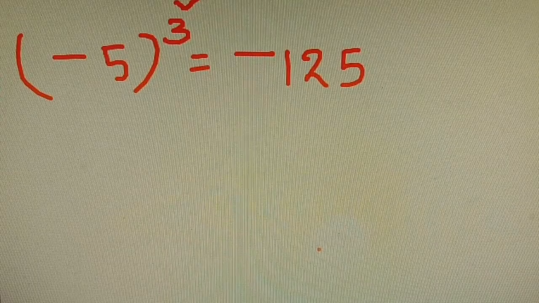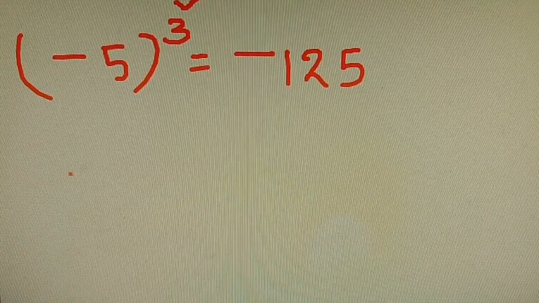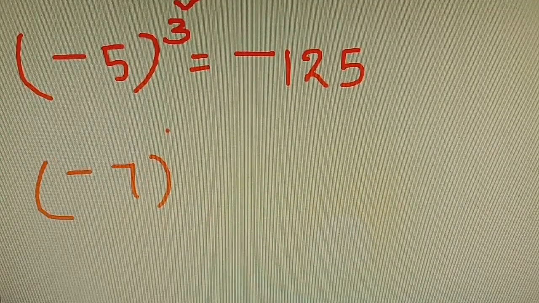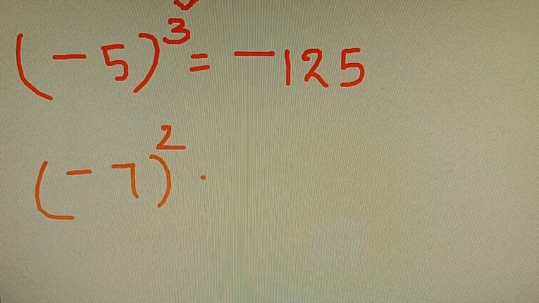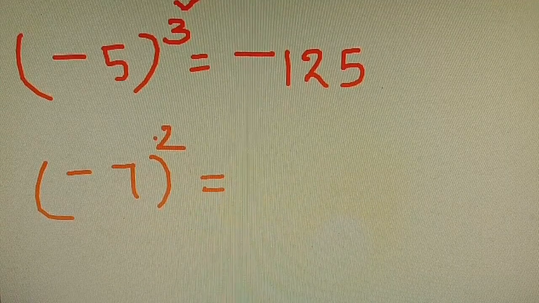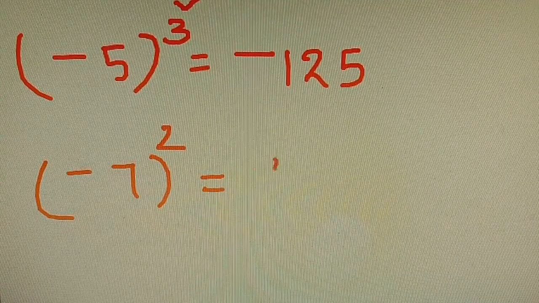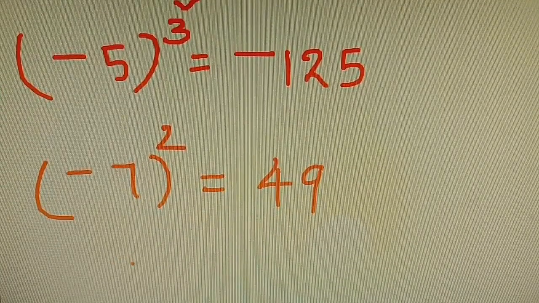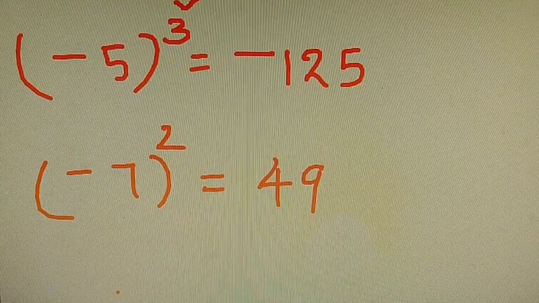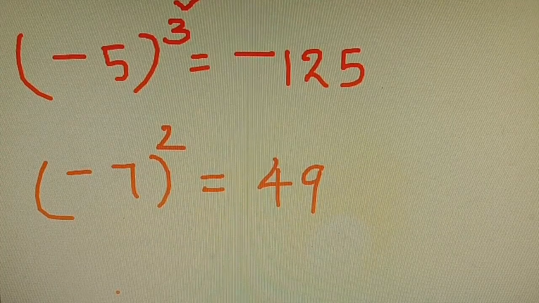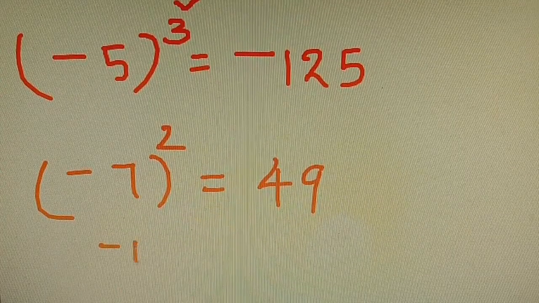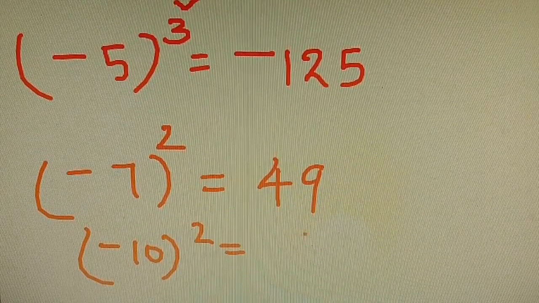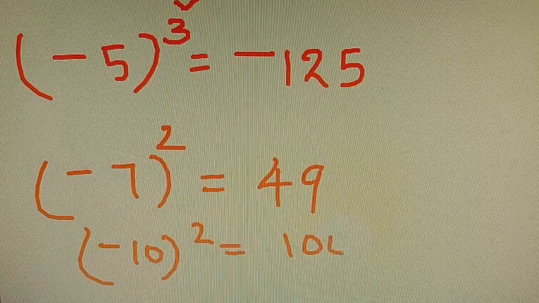Okay, you listen. Then can you say negative 7 to the power 2? Negative 7 to the power 2. 2 is an even number, so the answer is positive 49. But negative 7 to the power 3, the answer will be negative. Okay, then negative 10 to the power 2. That will be positive 100.